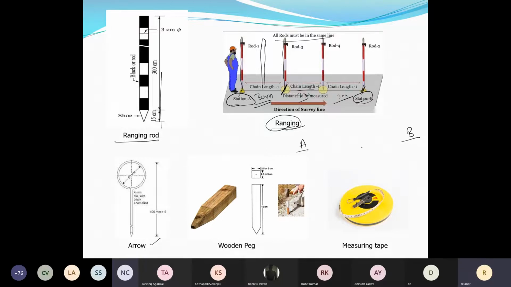Now what is the use of the arrow? Suppose you have to measure a 100-meter length. How many chain lengths will you use? 30, 30. So 3 chains will be 90 and 10 meters. Am I right? Yes, sir.